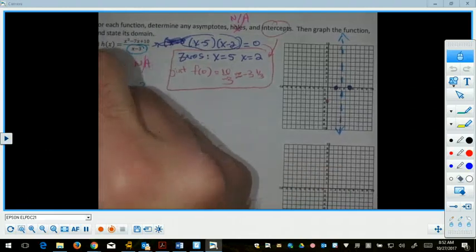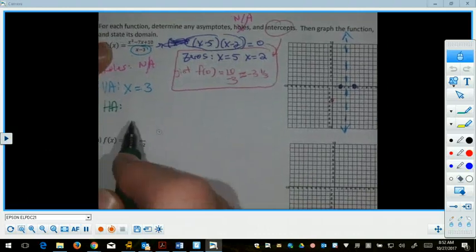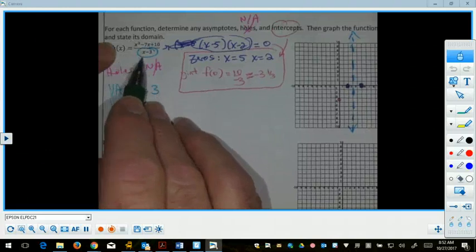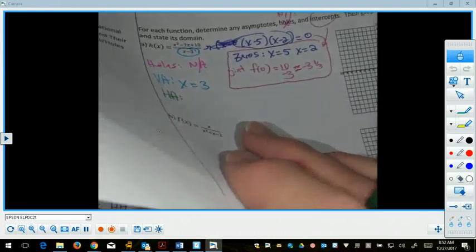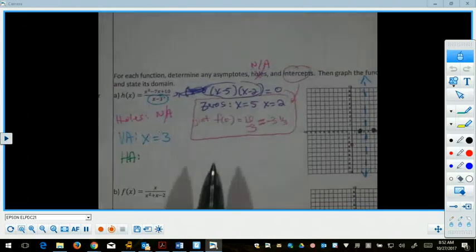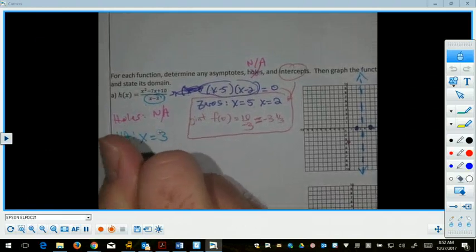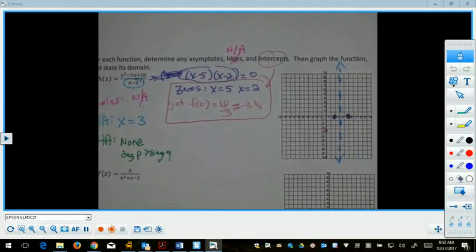And horizontal asymptotes, in this case, this one, the numerator has a degree higher than the denominator. So that means that there is, I think, no horizontal asymptote, right? Yes, no horizontal asymptote. Degree P is greater than degree Q. So there's no horizontal asymptote.